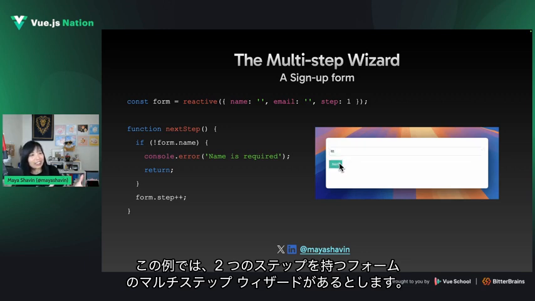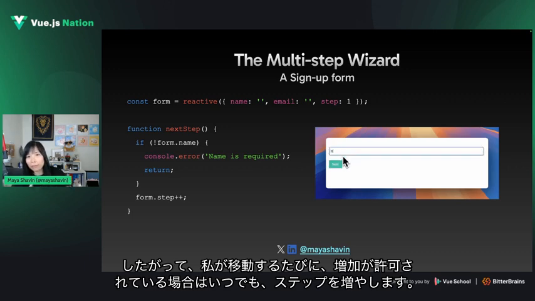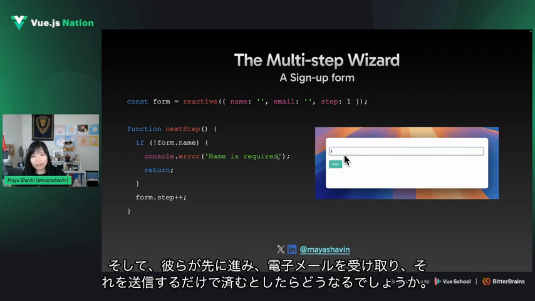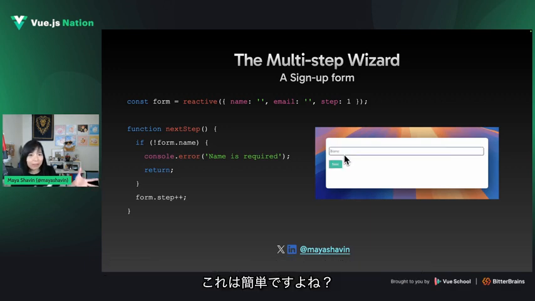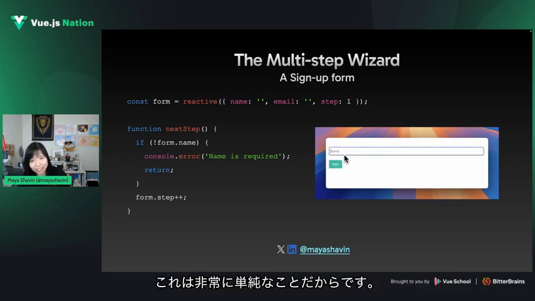And so let's say in this example, I just have a multi-step form wizard with two steps. I assign a form with name and email, and I keep track of the step. So every step I move, I will increase the step whenever I'm allowed to increase it. And what it does, it just moves forward, gets an email, submits it, and that's it. This is simple, right? You don't really need Pinia, you don't really need XState for this because it's just very simple.